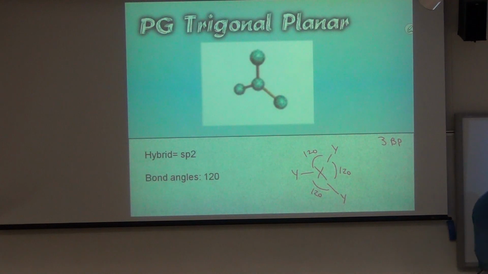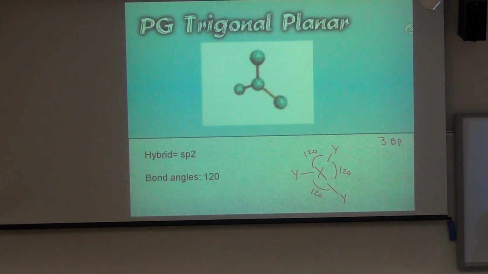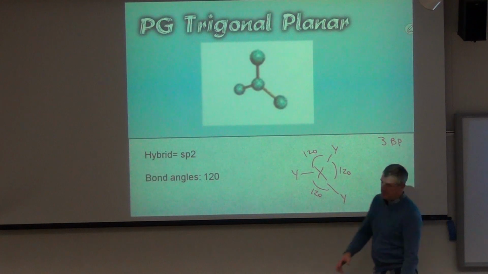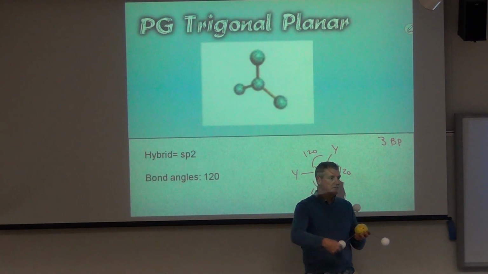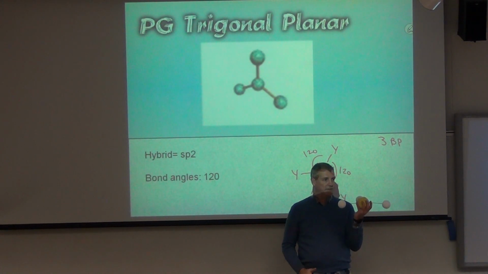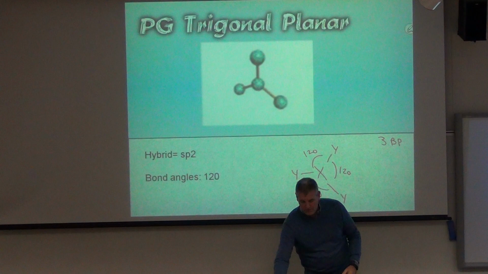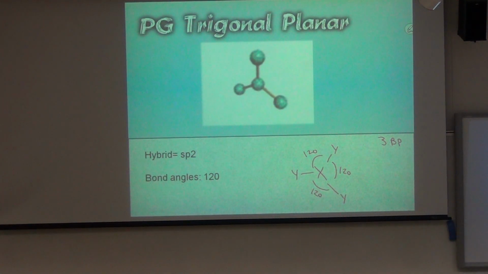So we got 3 bonding pairs here. And the name of this, again, is trigonal planar. It's a triangle formed by our outermost atoms, and they're all in the same plane. They're going to lie flat to stay as far away from one another as they can.